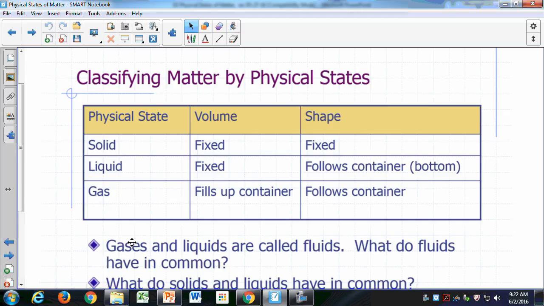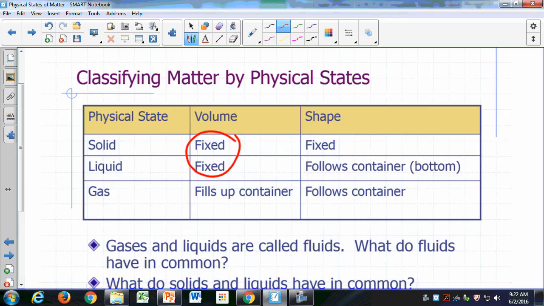So one thing you'll notice about solids and liquids is that their volume is pretty much fixed. The amount of space they occupy is pretty much well defined. It doesn't matter what container you put it in. Whereas a gas, the amount of space occupied by the gas is whatever the volume of the container is. It just fills up the entire container.